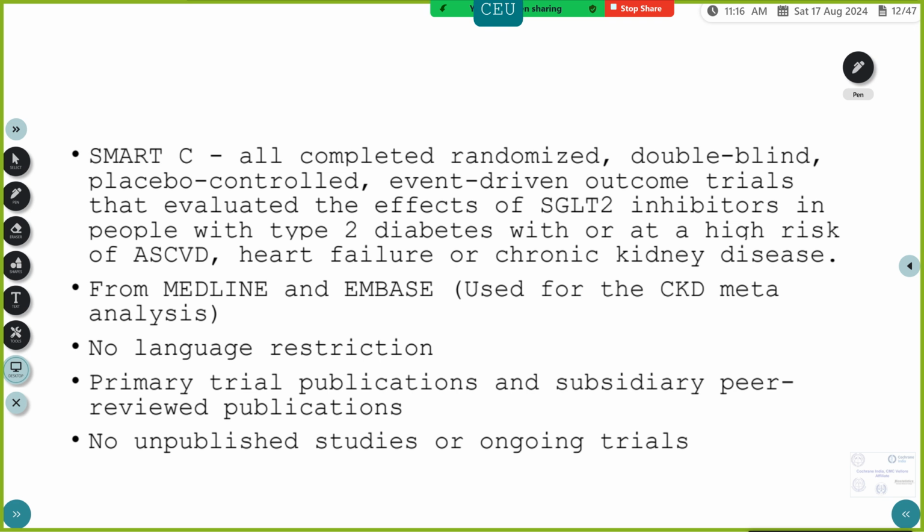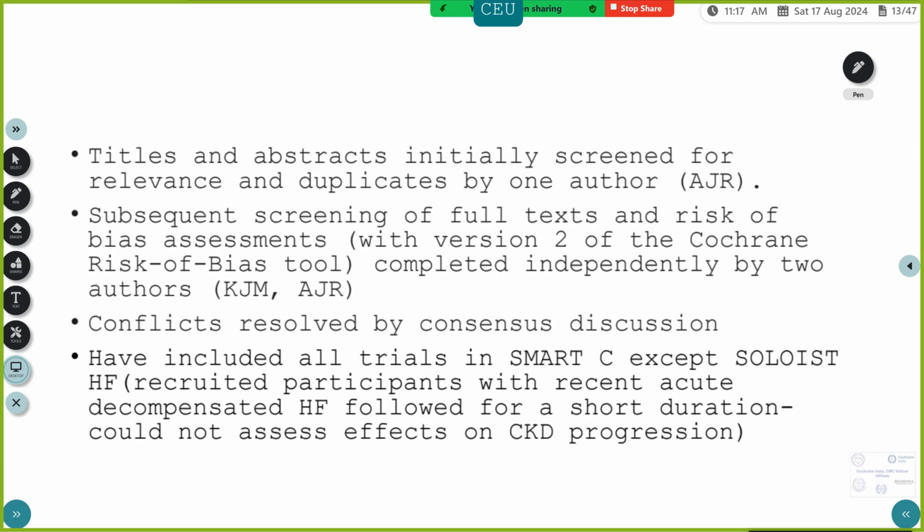So this search strategy that I have written is what they used for the CKD systematic review. They looked at Medline and Embase. There was no language restriction, and they looked at primary trial publications and peer-reviewed publications. They have not looked at unpublished studies or ongoing trials. Again, how they screened the studies is all based on what they did for the CKD systematic review. The titles and abstracts were initially screened by an author. Subsequent screening and risk of bias assessments were independently done by two authors, and conflicts were resolved by consensus discussion.